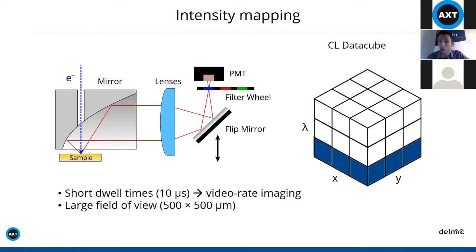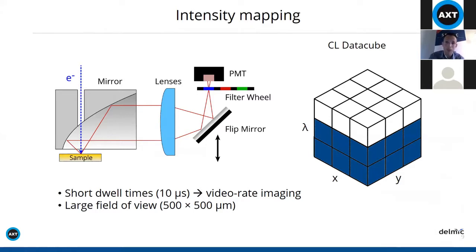And then if you change the filter wheel to a different position, you could collect another image for another wavelength. In that way, you could reconstruct what is called a data cube, a three-dimensional cathodoluminescence data set, similar to what you have in WDS or EDS measurement and X-ray imaging.